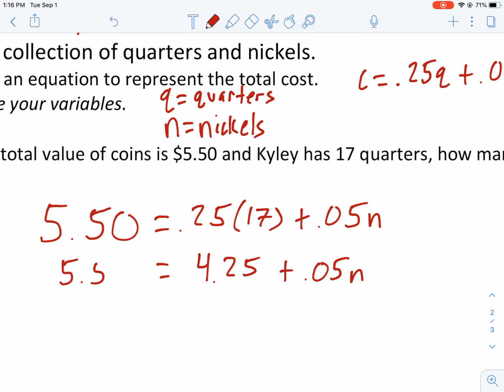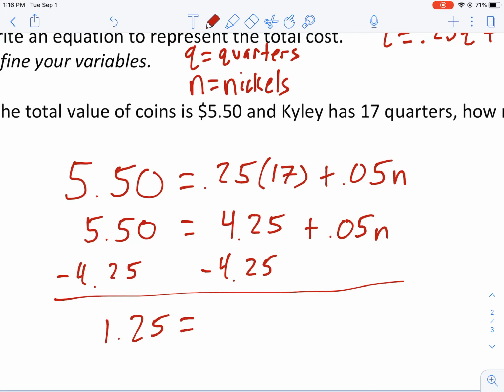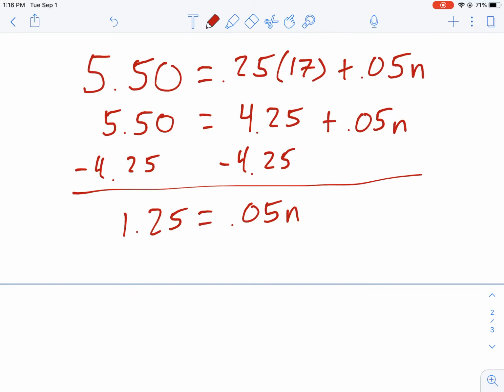So out of 5.50, 4.25 of that is from quarters, so that's most of it. Now we're going to subtract that out because we want to see how much money is left to be represented by the nickels. That's $1.25 worth of nickels. Each nickel is worth 5 cents. So if we divide by 0.05, the answer is 25. So she must have 25 nickels.